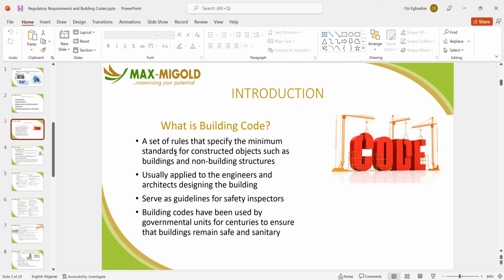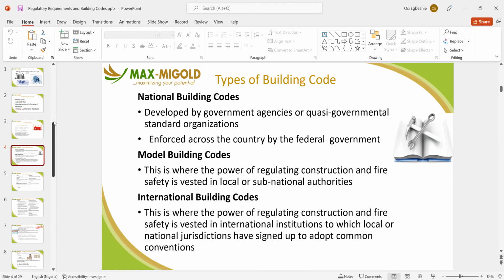Also, building codes have been used by governmental units for centuries to ensure that buildings remain safe and sanitary. Buildings must be safe for people to inhabit. Government will always want to provide those codes so that buildings are always safe for people to inhabit.